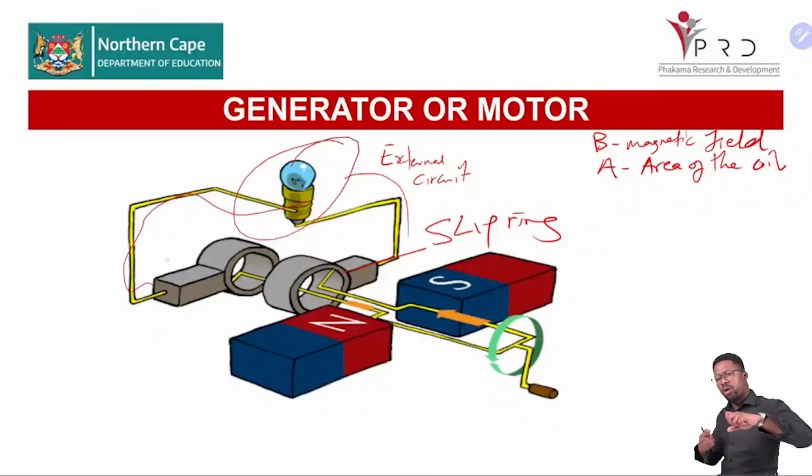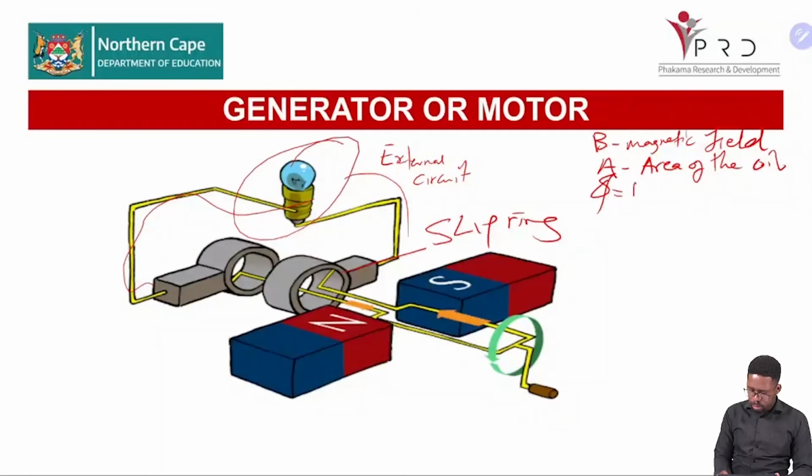So when you pull the rope from the generator and then you let it off, you cause the coil to rotate. When the coil rotates in the magnetic field, we are going to have an interaction of the magnetic field and the area of the coil. And this interaction is called magnetic flux. It is expressed as BA cos theta.